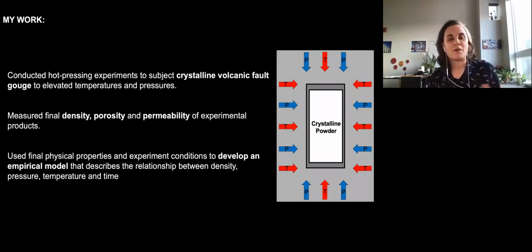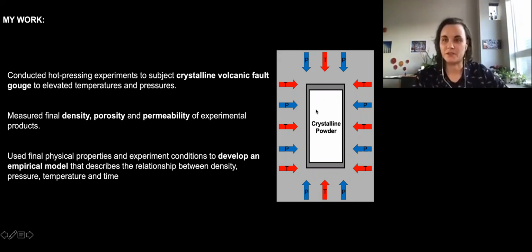So what I did to test this hypothesis is I conducted a series of hot pressing experiments wherein I took some of that volcanic fault gouge from Mount St. Helens, I put it into a sealed metal canister, and then I subjected it to high temperatures and pressures for a period of hours to days. Following these hot pressing events, the material was cooled and decompressed, and then I measured the final density, porosity, and permeability of the experimental products. And I used those physical properties as well as the experimental conditions to develop an empirical model that describes the relationship between experimental product density, pressure, temperature, and time.